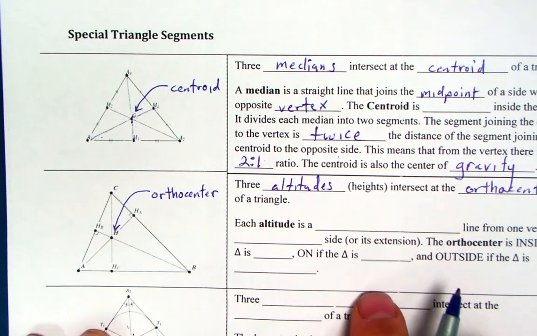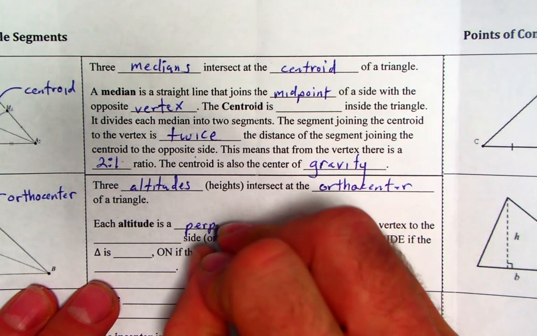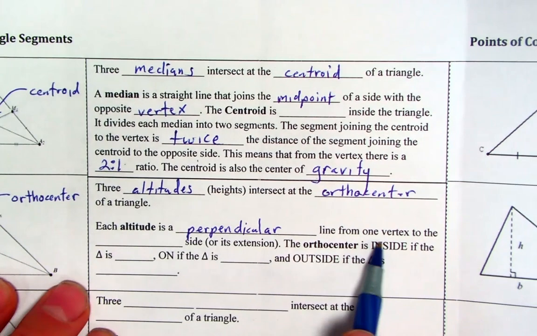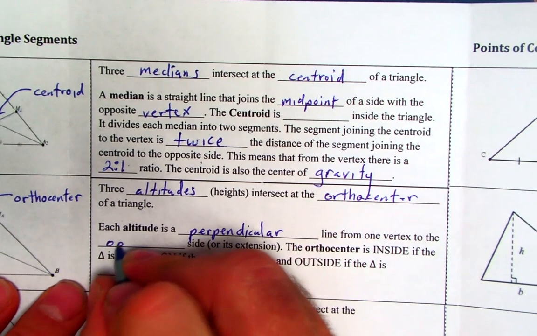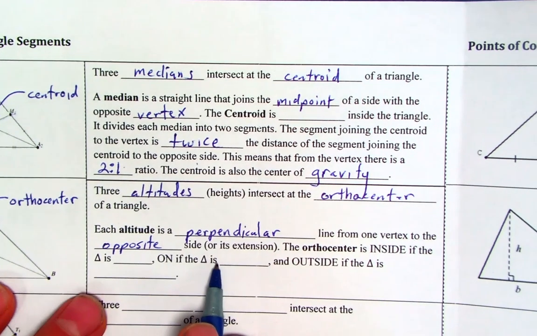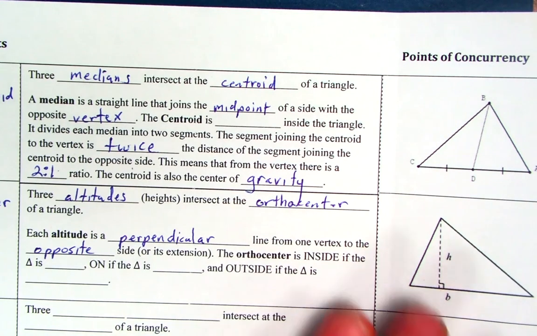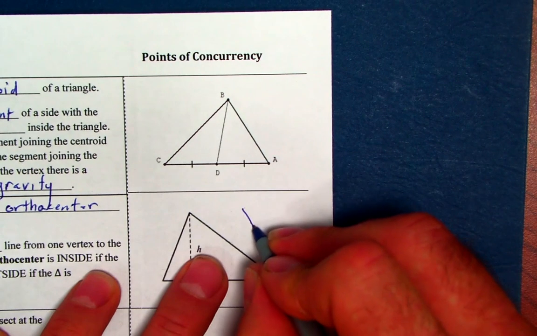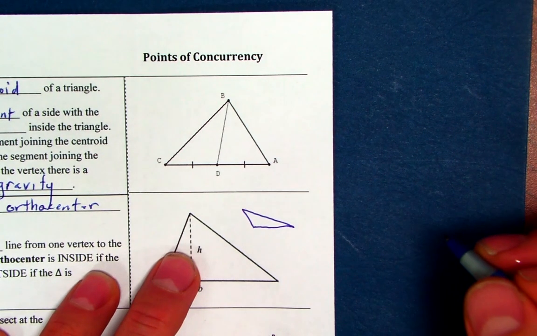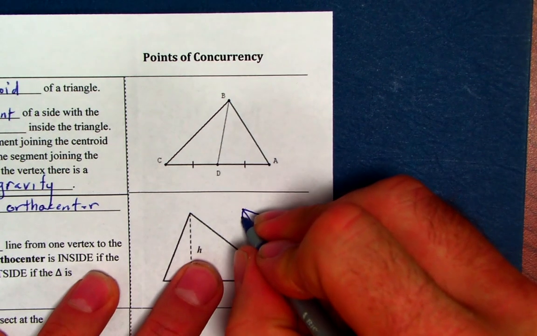Now each altitude is a perpendicular line that goes from one vertex to the opposite side, or its extension. Sometimes the perpendicular is going to drop outside the triangle. Let me show you what I mean. If I want to draw a perpendicular line that goes down, it's going to have to be outside the triangle.